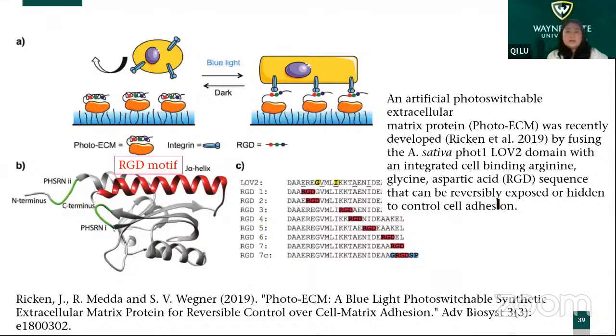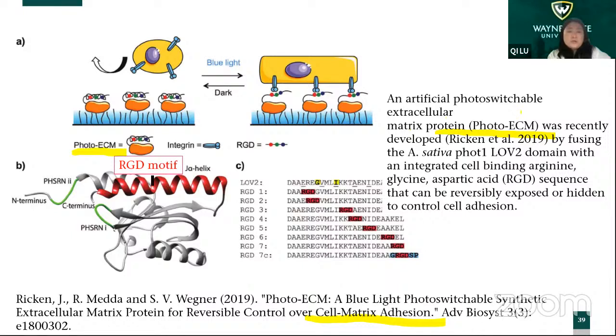So this is a cell-cell interaction, and it causes cell matrix adhesions. It's a photo-ECM, a photo-switchable extracellular matrix protein. So there's a protein that is being stabilized on some kind of surface, and this photo-ECM protein is here.